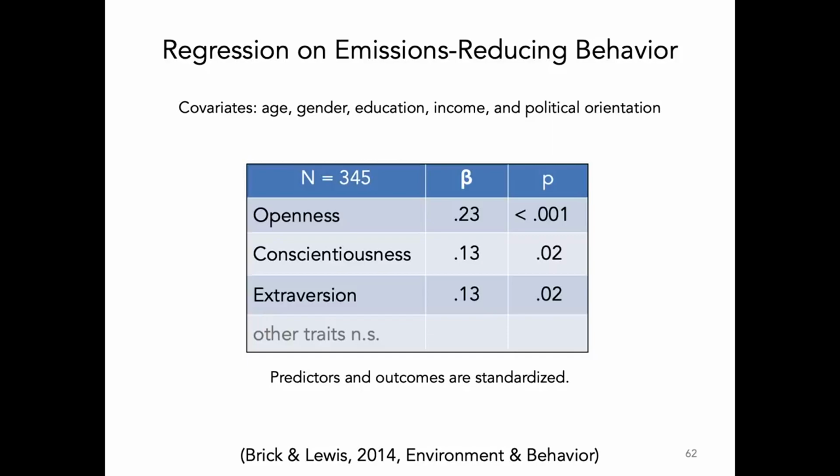Here are the results of the main regression. You can see the beta of 0.23 means that for every 1 unit increase in openness, we have a 0.23 increase in the frequency of those behaviors, on a 1 to 5 scale from never to always. That's a pretty big effect, and it was significant here. We also found the other two hypothesized traits had unique and positive prediction of those behaviors.